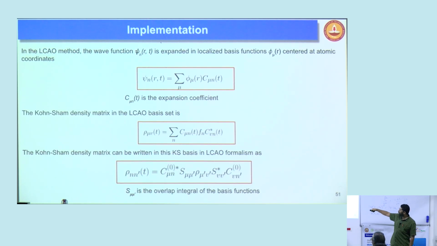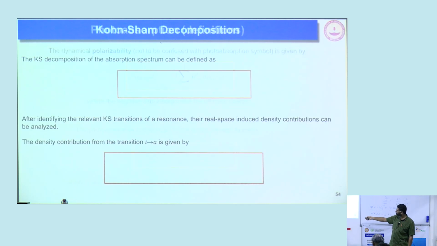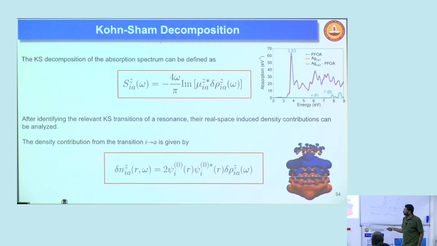Okay, so these are the implementation details. I will skip that. But at the end, what you need to know is the dipole strength function. This is related to the absorption, which is related to the dynamical polarizability. So this is the induced density and this is the dipole moment. You might remember that dynamical polarizability is nothing but dipole moment per unit volume. So this density is like per unit volume. So finally you can write this induced density in real space, and this is how the induced density would look. What you are seeing here clearly is the separation of the positive and the negative charges.